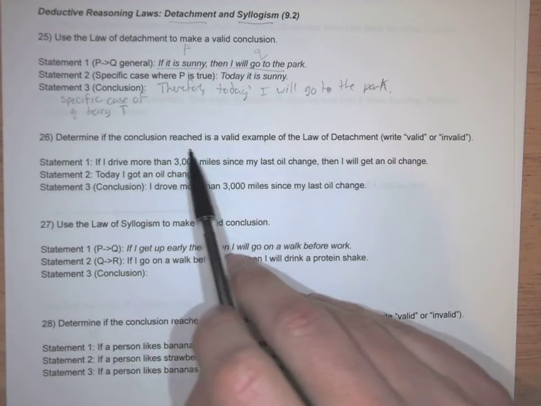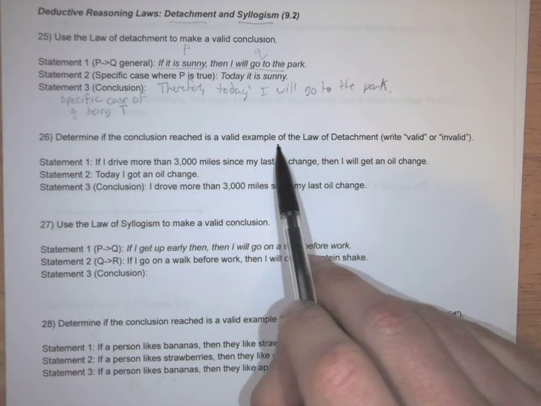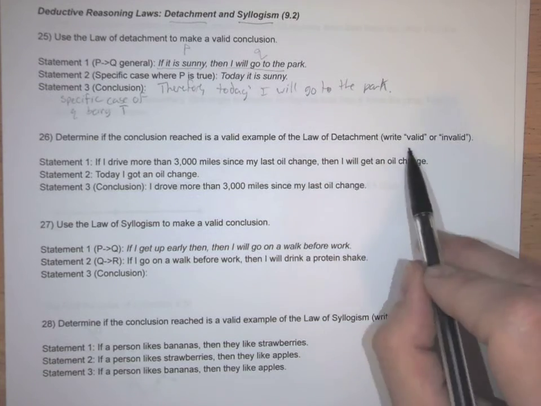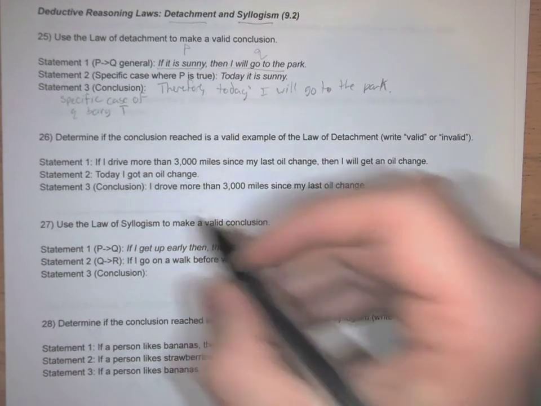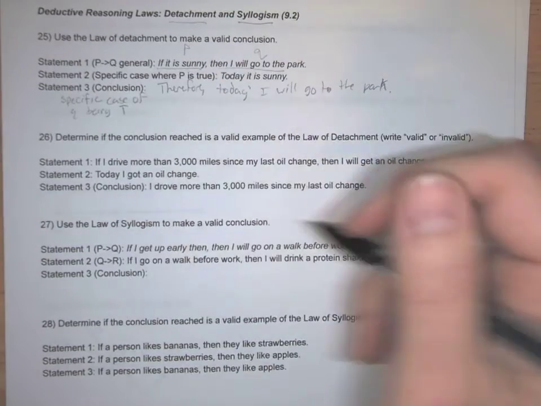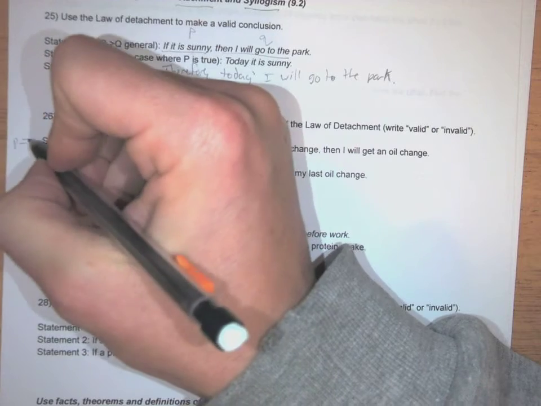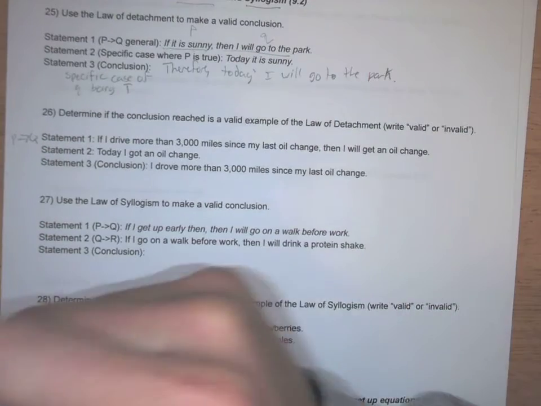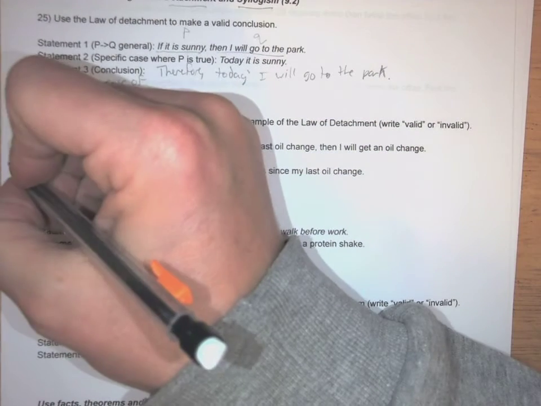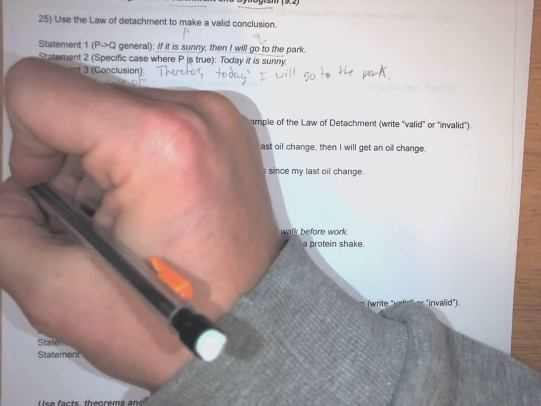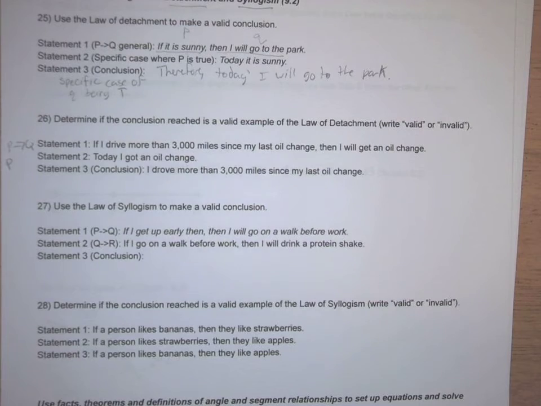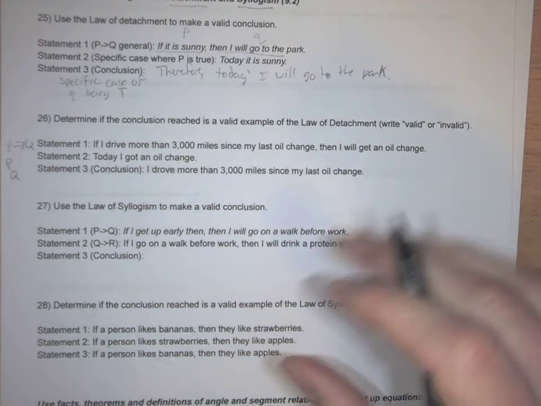Okay, let's do an example and see if it's a valid example. So determine if the conclusion reached is a valid example of the law of detachment. Right, valid or invalid. Okay, again, we know that the order, statement 1 should be P implies Q, and it should be kind of a general statement, and then the next statement, statement 2, should be P, a specific version of it, and the last statement should be Q for that specific case. Okay, so let's see if it follows that pattern.